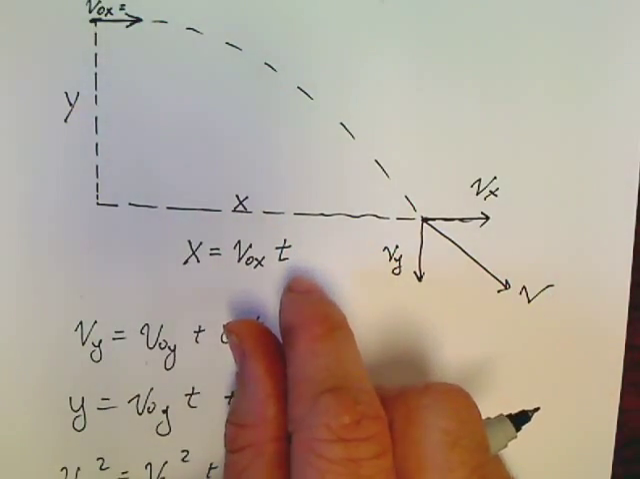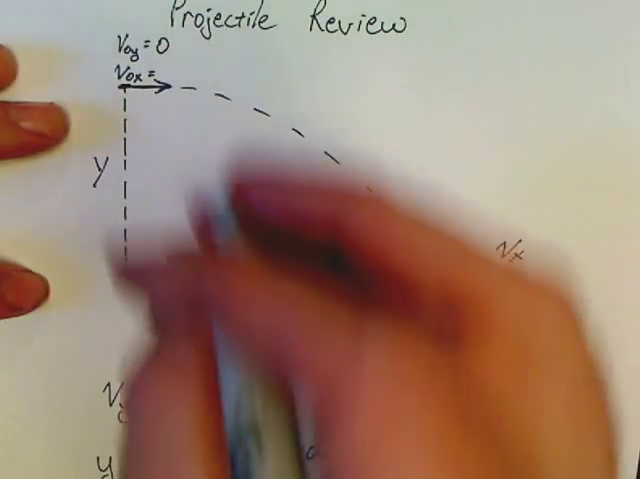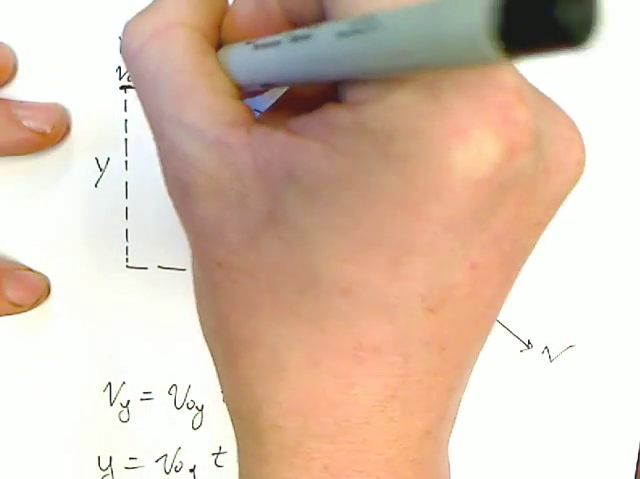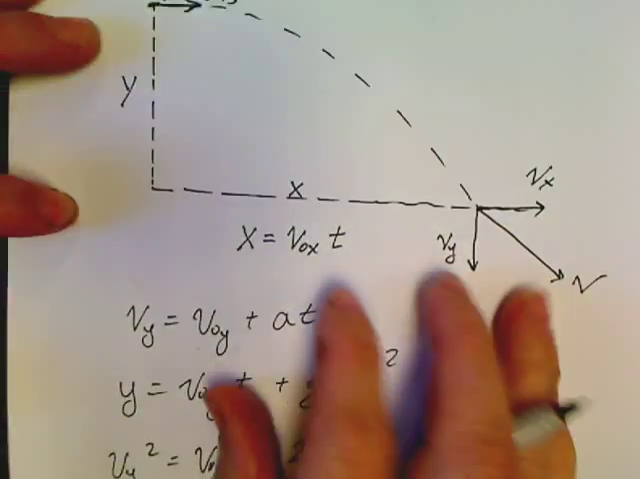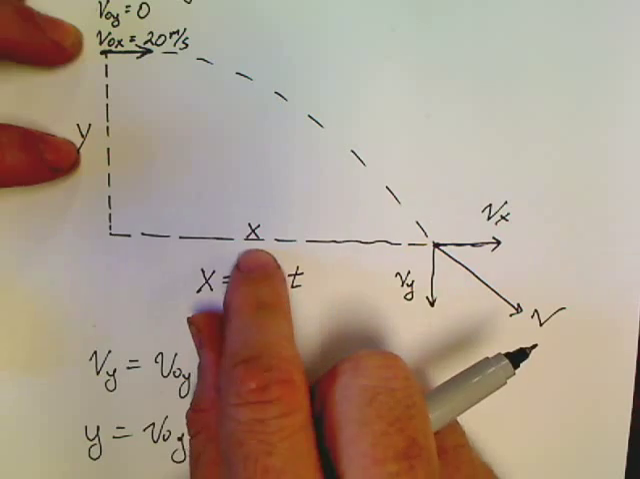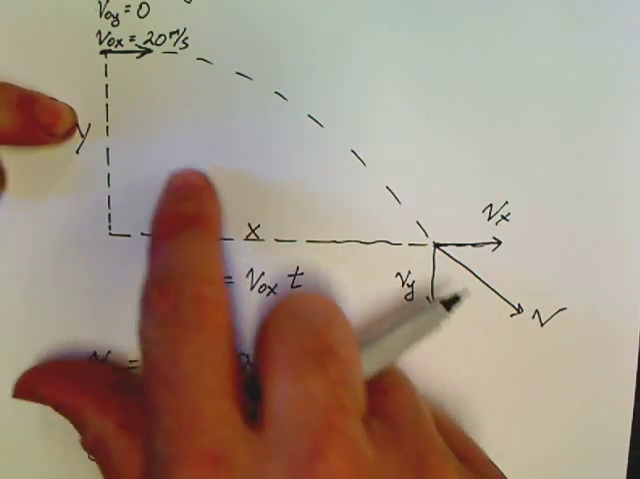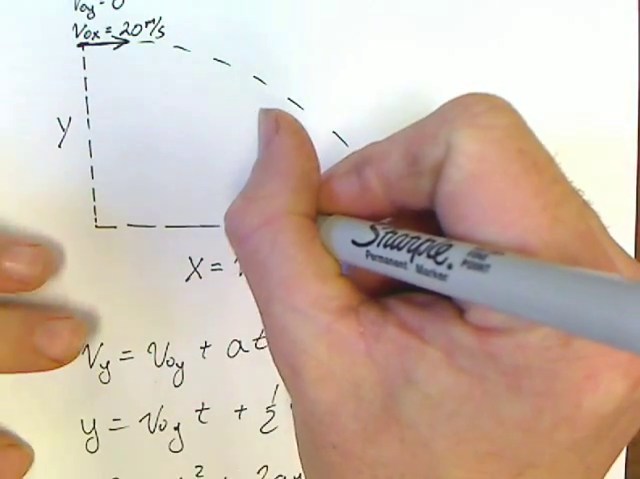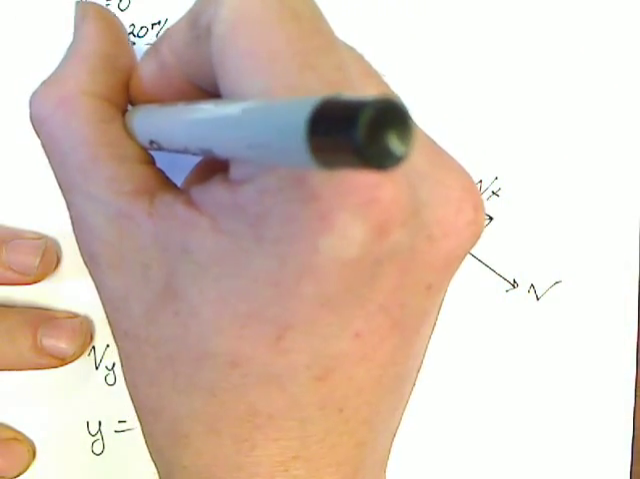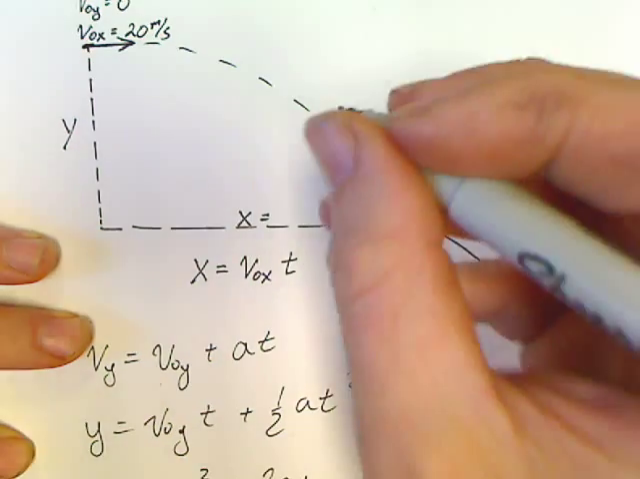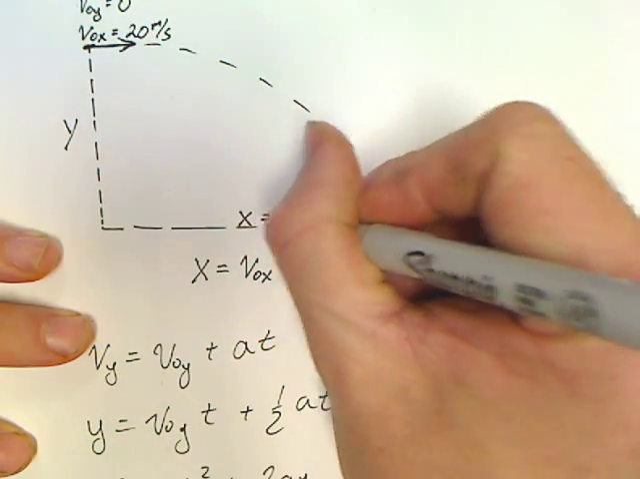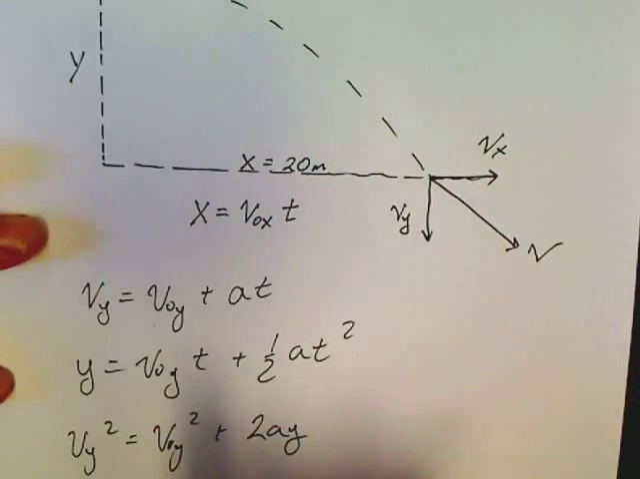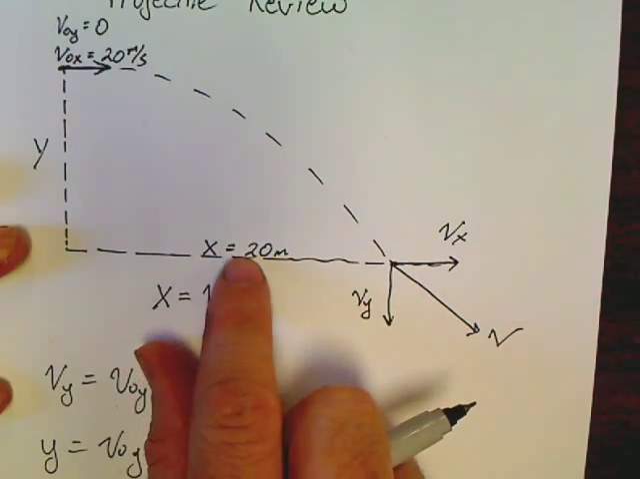This problem now could do one of many things. It could give us VOX. Let's say that VOX is 20 meters per second. Now this problem could give us X or Y. It's got to give you, though, one more piece of information. Let's go with X. Let's say that X in this case is 20. There we go, 20 meters per second, and it goes 20 meters. So that should make some easy math.